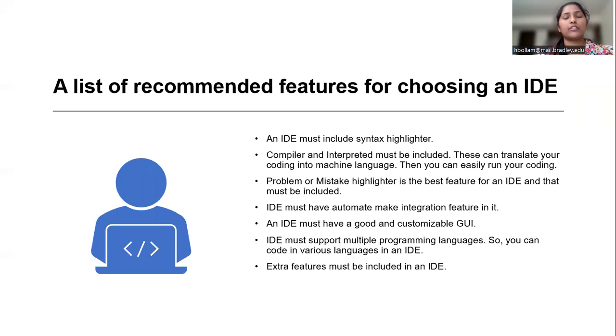And let's see the list of recommended features for choosing the best IDE. An IDE must include a debugger, syntax highlighter, mistake highlighter, and a compiler. And an IDE must support integration and repositories like Git and Bitbucket, and it should support plugins like Maven and Gradle. And also, it is better to have support for multiple coding languages with a user-friendly interface.